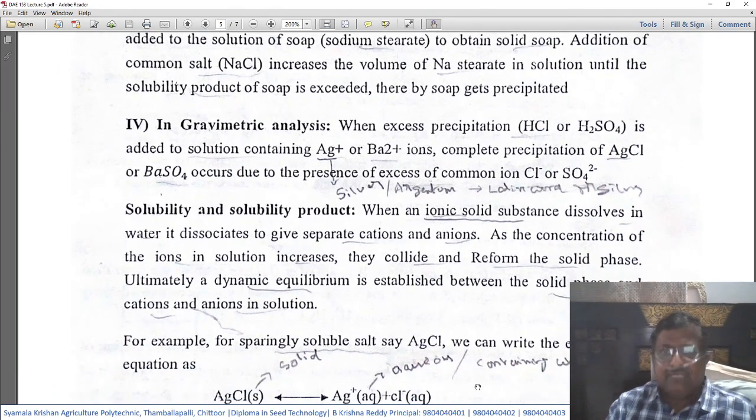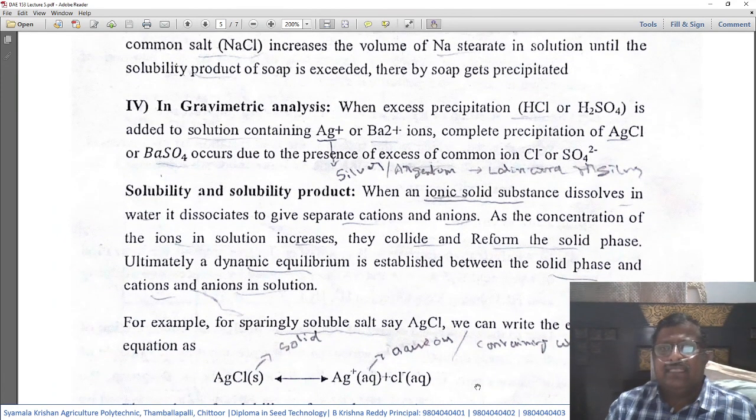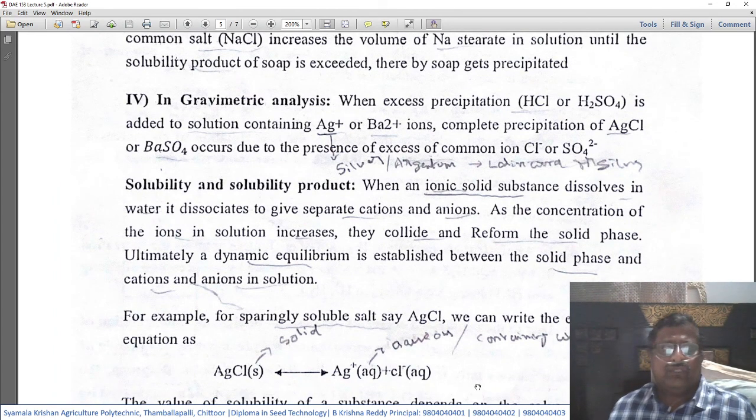When excess precipitant, that is either HCl or H2SO4, is added to a solution containing silver ions (Ag+) or barium ions, complete precipitation of silver chloride or barium sulfate occurs due to the presence of an excess of the common chloride or sulfate ion.